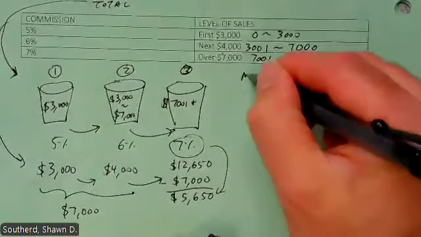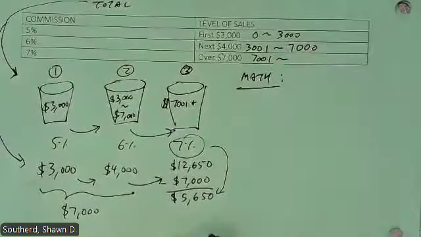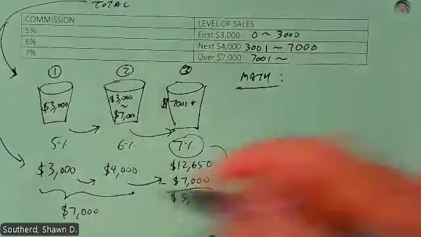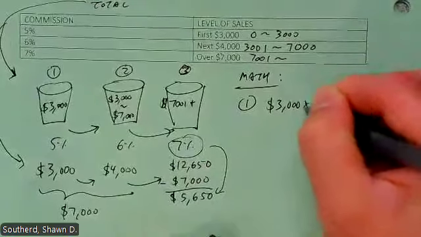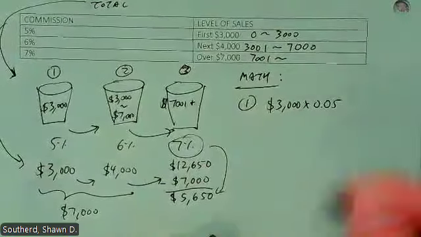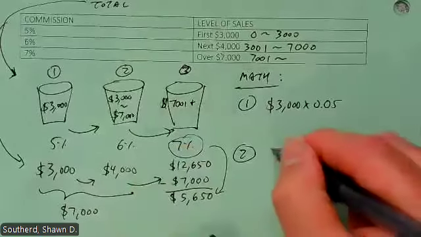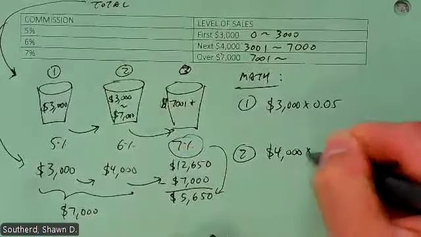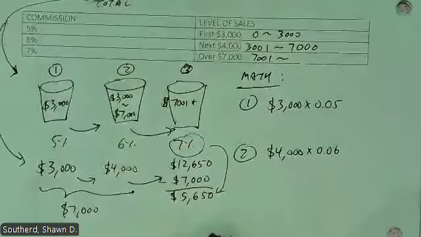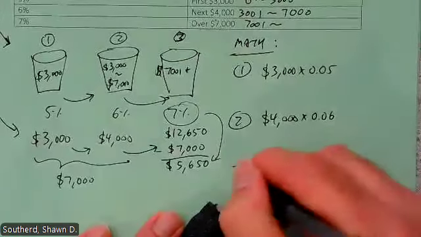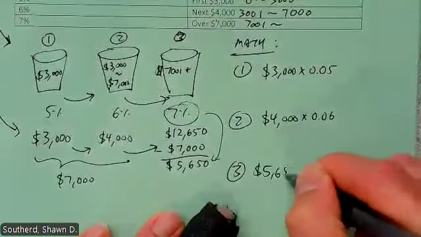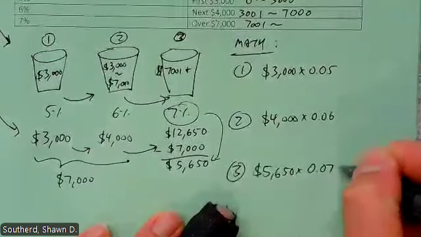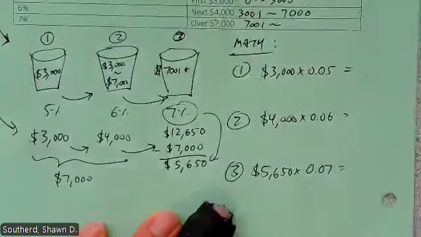So now for the actual math portion. That was all conceptualizing what's happening here. I would go ahead and calculate the money for bucket number 1, which is $3,000 times the 5%. Bucket number 2, we're going to do that next $4,000 times the 6% commission. And finally, that last bucket, bucket number 3, is just going to be that 5,650 right there times the 7%. And these will give me all the numbers.